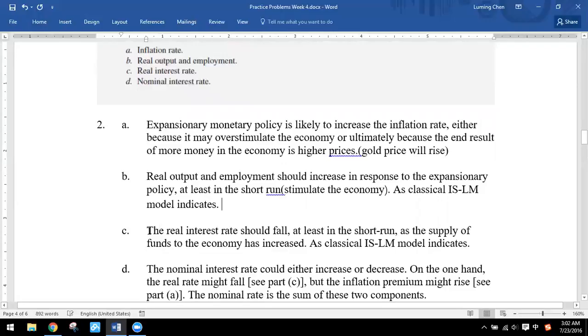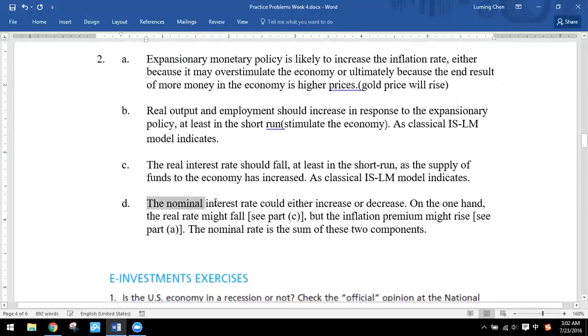So we solve C, the real interest rate should fall, at least in the short run. And D, how about the nominal interest rate? We know that the nominal interest rate consists of 2 parts. On the one hand, the real rate will fall, but on the other hand, the inflation might rise. As the nominal interest rate is the sum of these two components, we cannot say for sure whether the nominal interest rate will rise or fall.